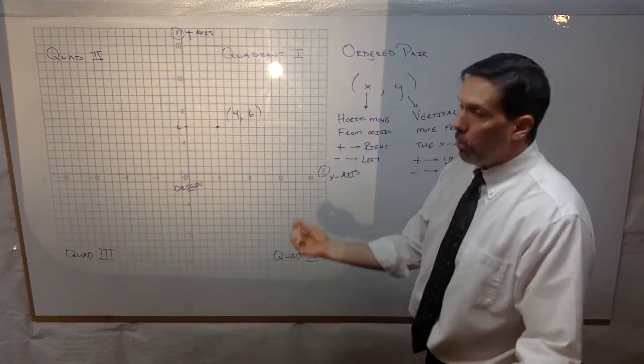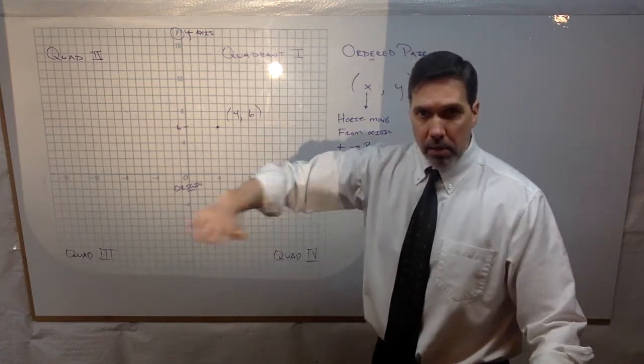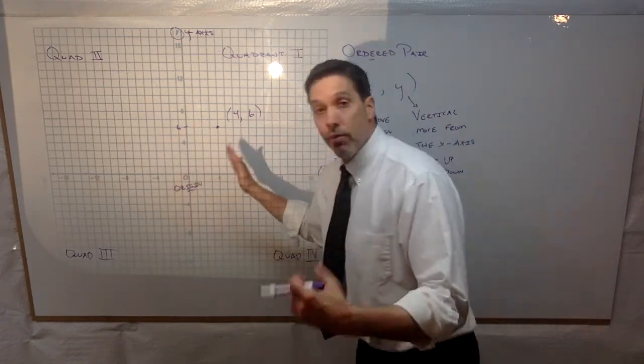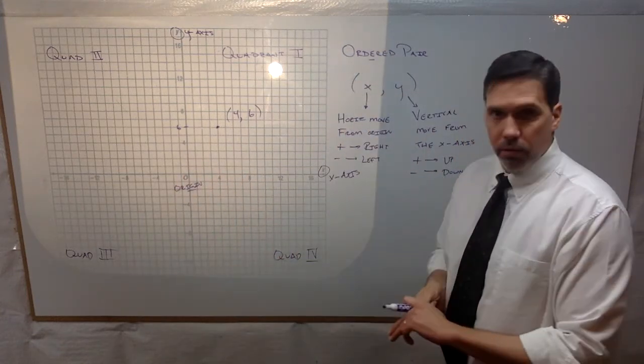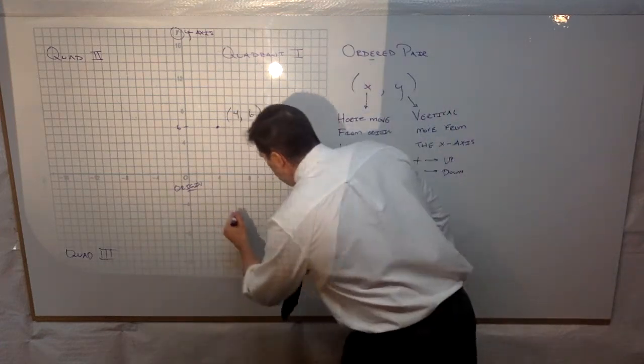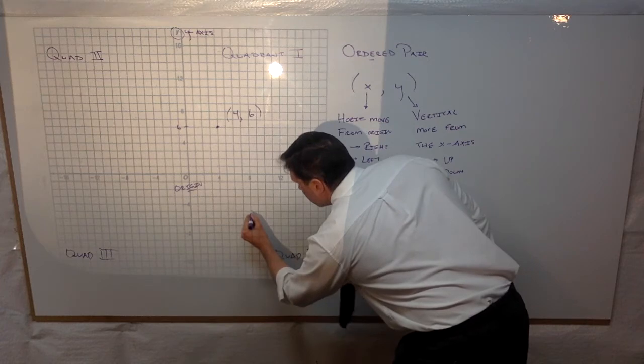So you can get to any point in the Cartesian coordinate system by making a horizontal move and then a vertical move. Just make sure the horizontal move is from the origin, and then your vertical move goes from the x-axis. Right? So if we pick a different point, let's say, let's go right here.